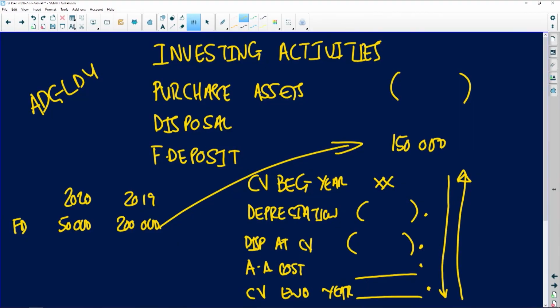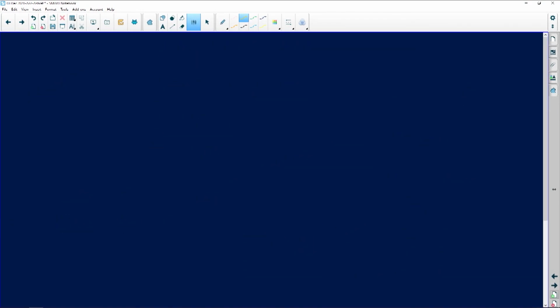Okay, so here we've done all the aspects of your cash flow statement. There's another very important one that we need to deal with, and let's see if we can sort that one out so that if it appears in the exams, you know exactly how to deal with it.